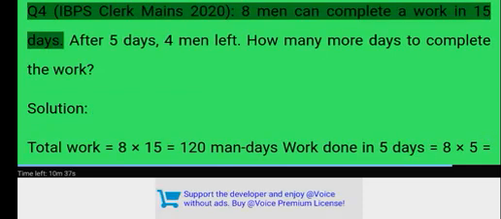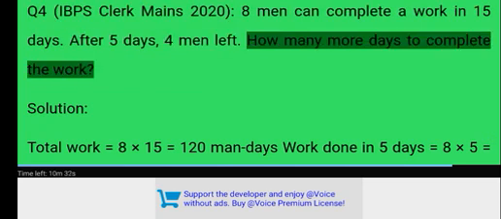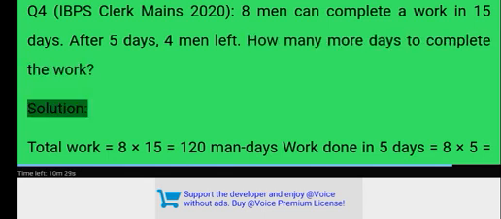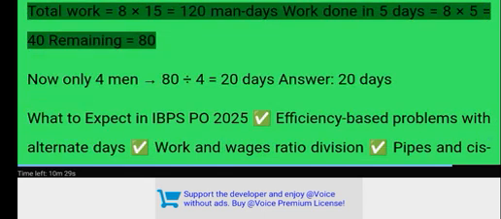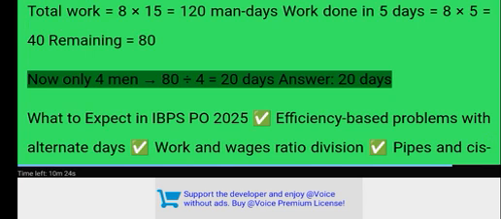Q4, IBPS Clerk Mains 2020. 8 men can complete a work in 15 days. After 5 days, 4 men left. How many more days to complete the work? Solution. Total work equals 8 times 15 equals 120 man-days. Work done in 5 days equals 8 times 5 equals 40. Remaining equals 80. Now only 4 men. 80 divided by 4 equals 20 days. Answer, 20 days.